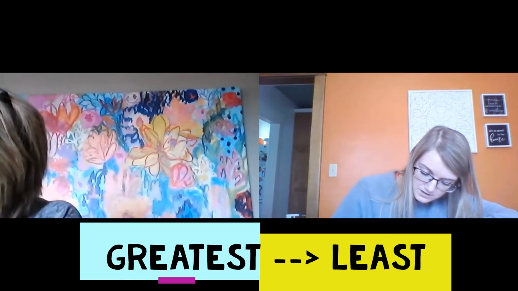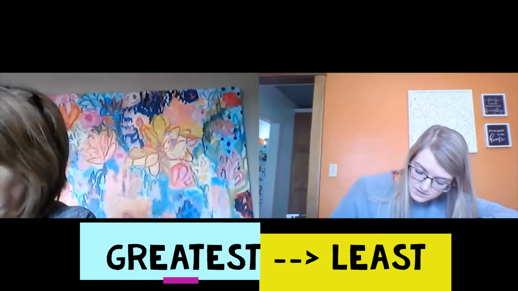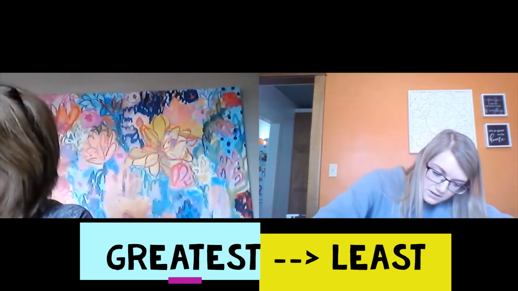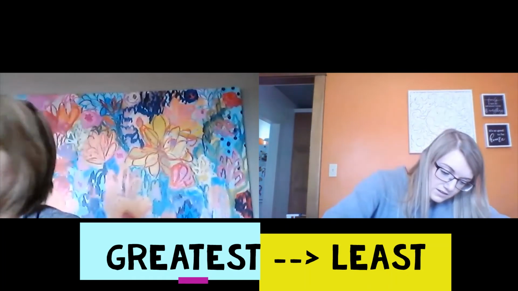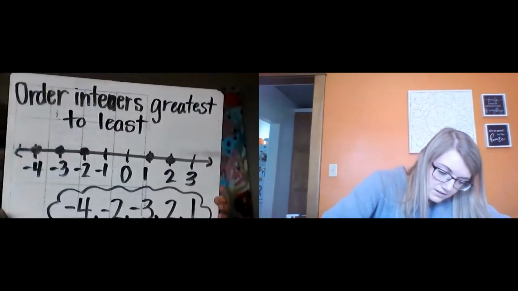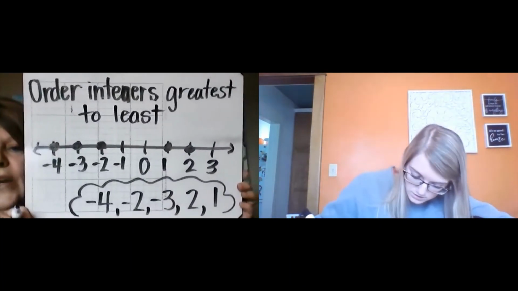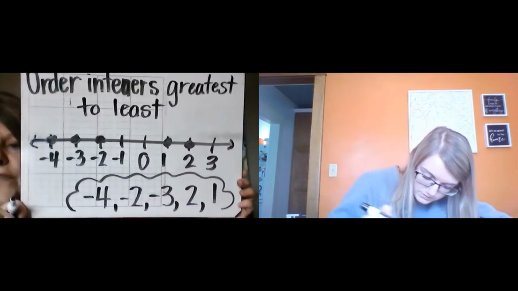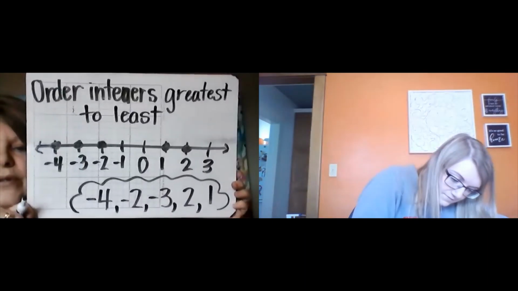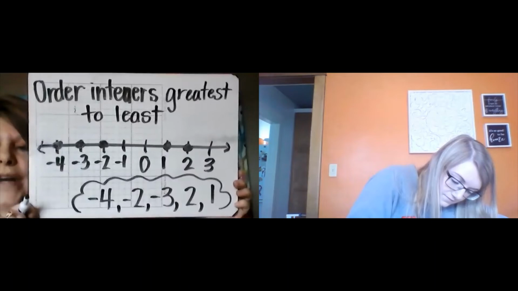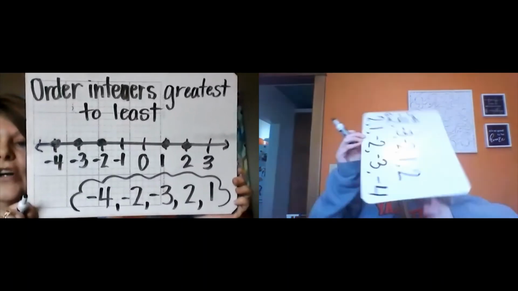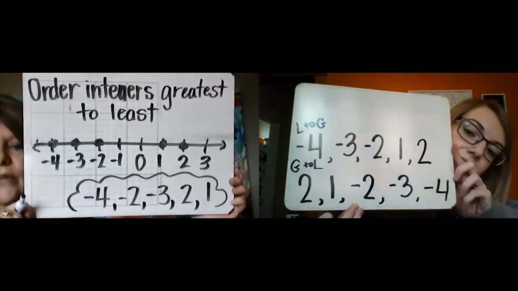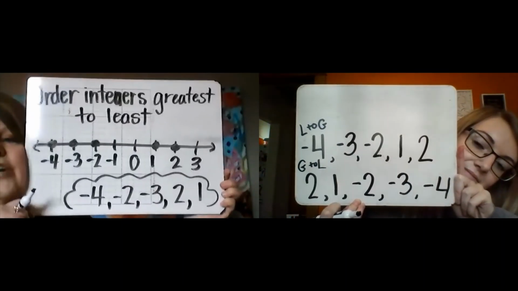Greatest to least. So if we're doing this right, are we going to start on the left side again? No. Think about it, class. Are we going to start on the left or the right when we order these numbers? Well, we want the greatest number, and the farther you go right on a number line, the greater the number. Oh, wow. Now let's check her answer.